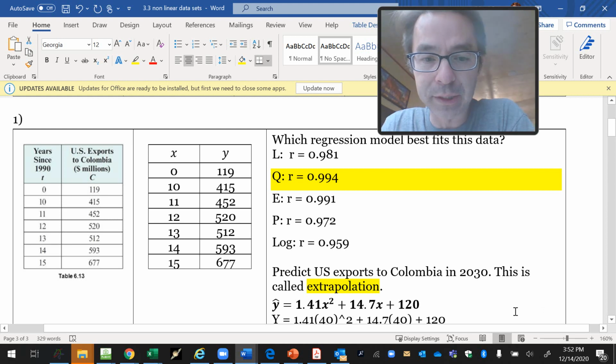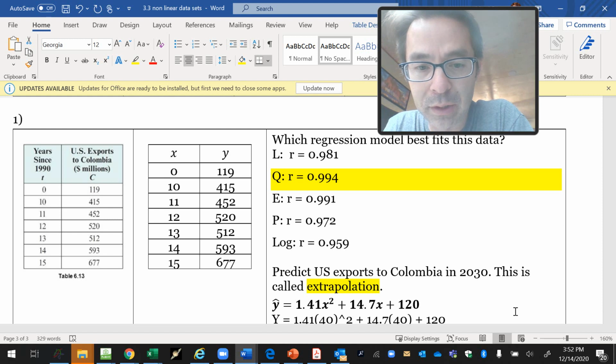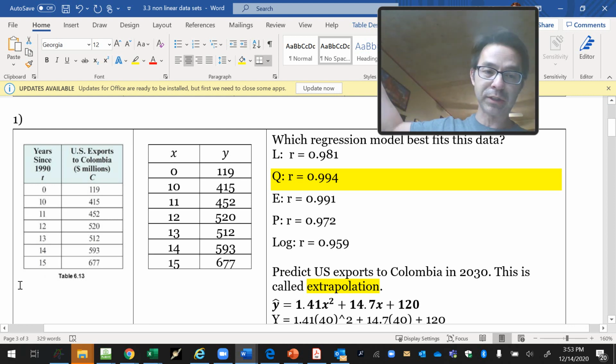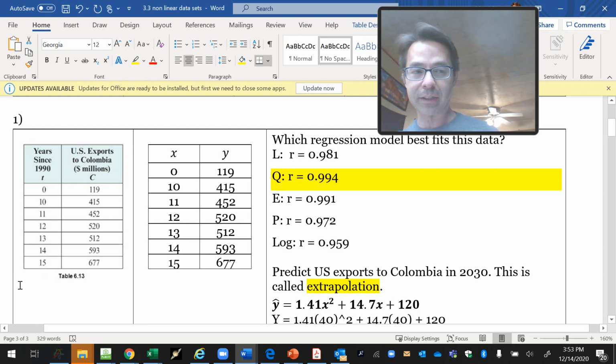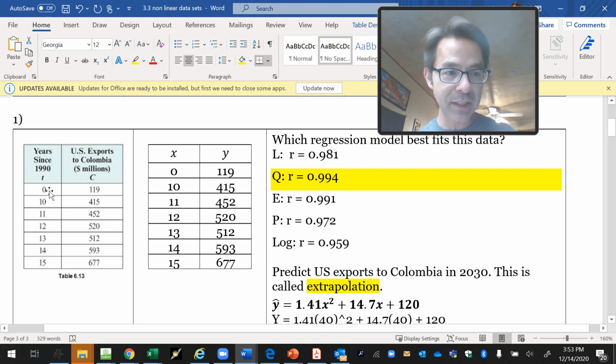The question is, predict U.S. exports to Colombia in the year 2030. Because the year 2030 is not in the table, that's called extrapolation. It's outside of the data. Like extraterrestrial means not on Earth, outside of the Earth. So anyways, if 1990 is year 0, then 2030 would be year 40. It would be the 40th year.